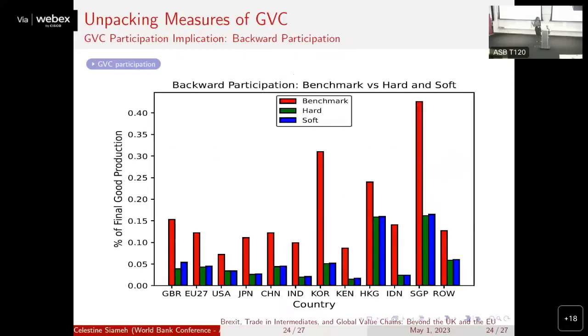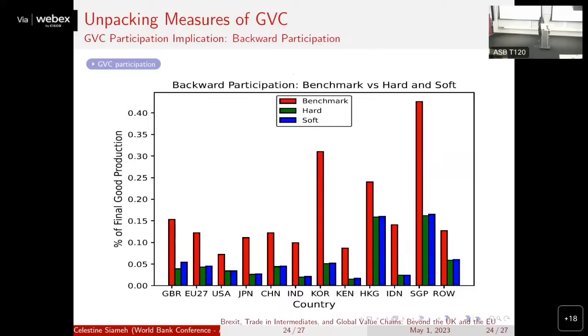Okay, so now the global value chain. For the global value chain, I just look at two scenarios, the hard and soft, because it was the same results for other scenarios. And from here, we can see that for almost all countries in the state of Brexit, the pattern is that the backward participation is the same as the domestic value added, which is the ratio of the domestic value added to the gross output.